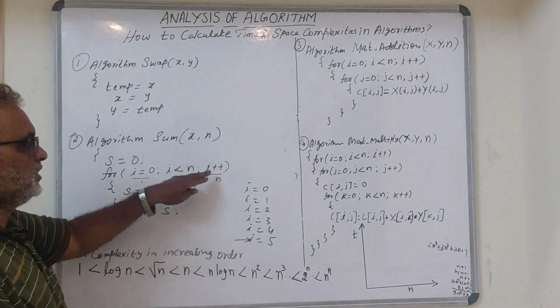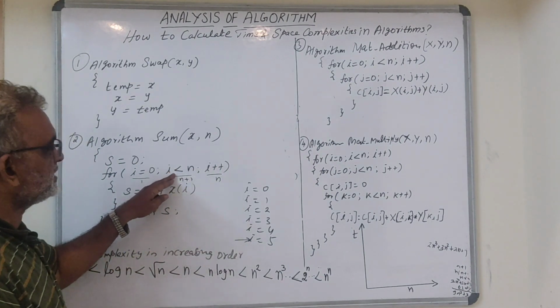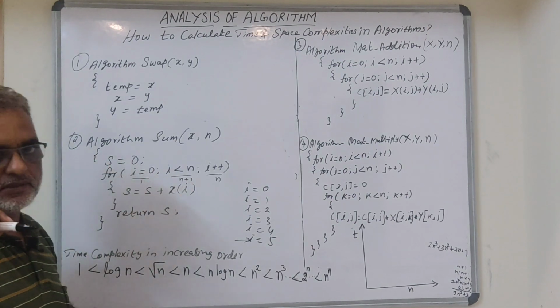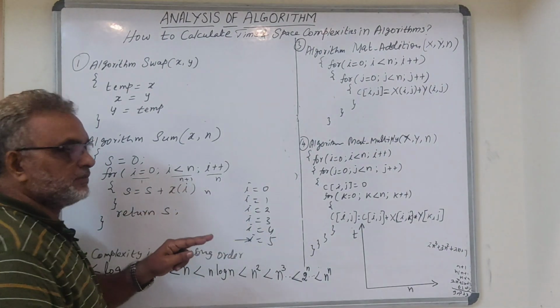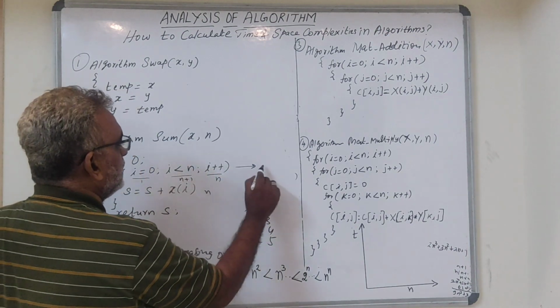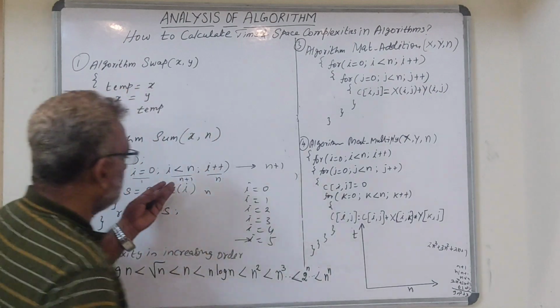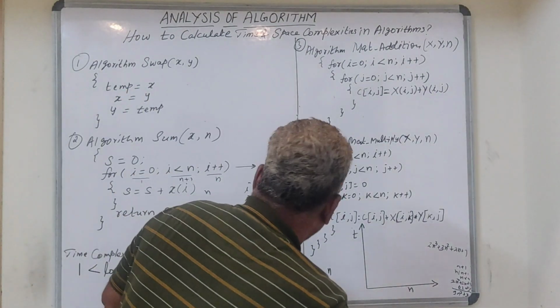So if the value of n is 5, the condition is checked for n plus 1 number of times, but the statement will be executed for n times. So a loop will be executed for n plus 1 number of times, and the statement inside the loop will be executed for n times. That you have to remember.